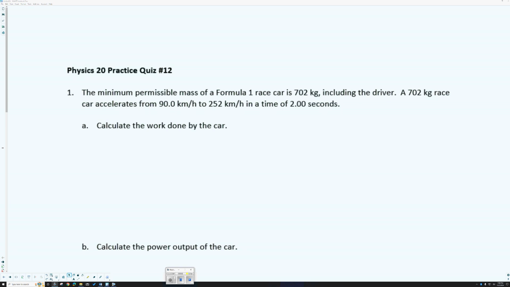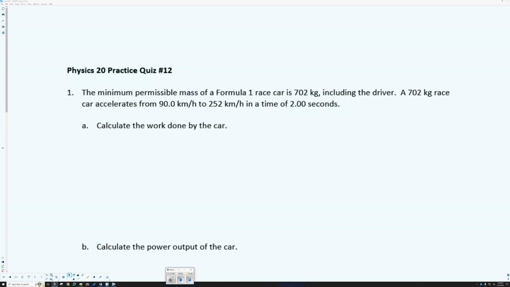All right, let's have a look at practice quiz number 12. Question number 1 says, the minimum permissible mass of an F1 race car is 702 kilograms, including the driver. In other words, every car, including the driver, has to have a mass that's bigger than 702 kilograms. We've got a 702 kilogram race car.